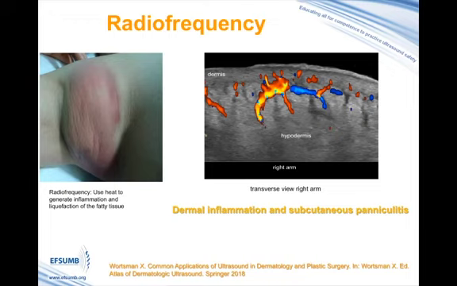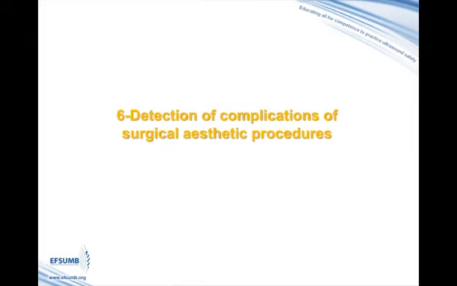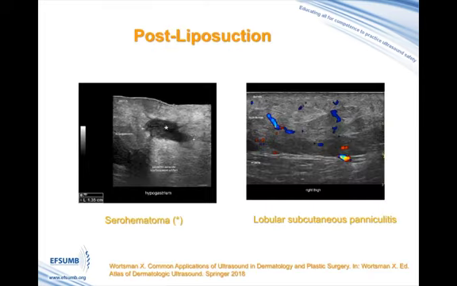The last indication is the detection of complications of surgical aesthetic procedures. Common examples of complications after surgical aesthetic procedures are seromas or seromatomas, as well as inflammatory signs in the subcutaneous tissue. In this case, these alterations are post-liposuction.